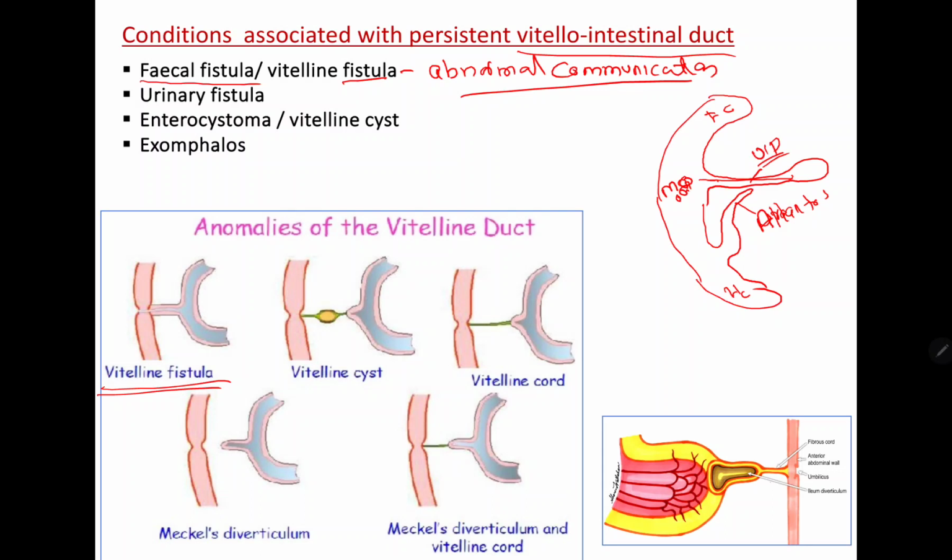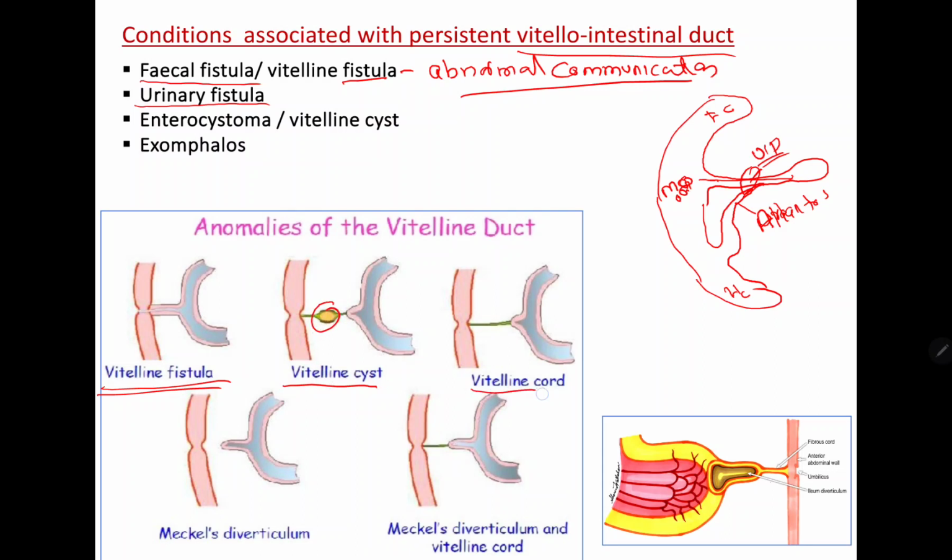Another condition, if the allantois persists, the urine will drip through the umbilicus, so that's called urinary fistula. Another condition is called vitelline cyst. Here there is no communication, the communication is obliterated, but it forms a cyst in between. That's called vitelline cyst.